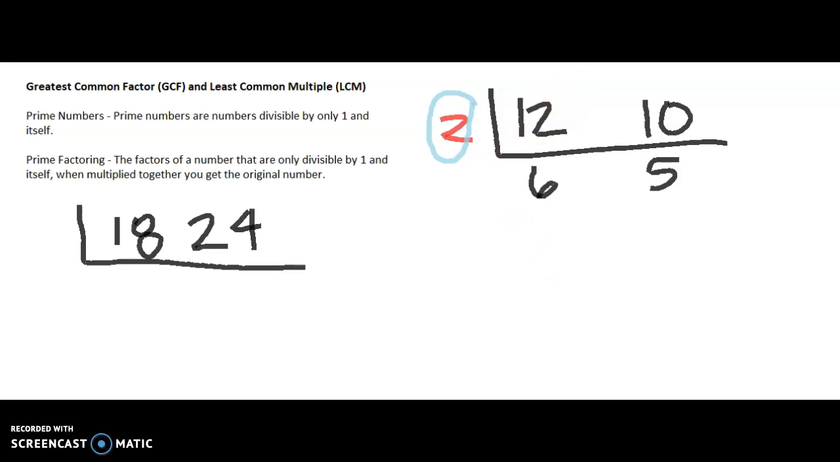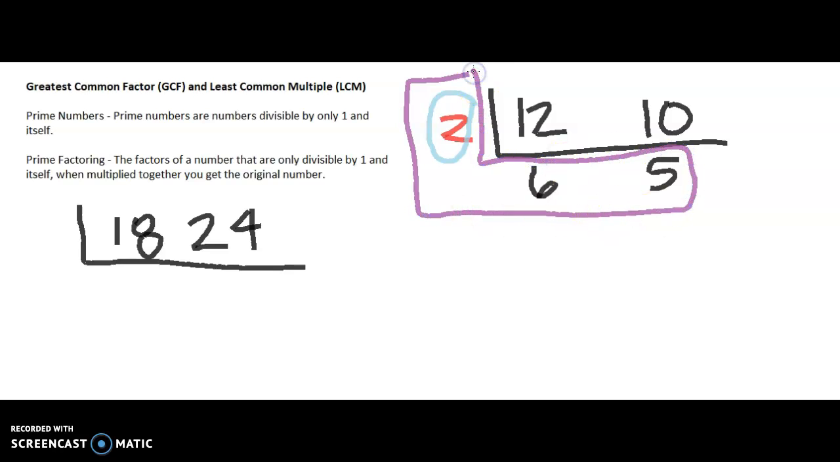And then the way that we do least common multiple with this method is we make an L. L for least common multiple, LCM. So when we do that, we're going to multiply those factors together. So we're going to go ahead and write out that our GCF is 2, and our LCM, we have to multiply these factors together.